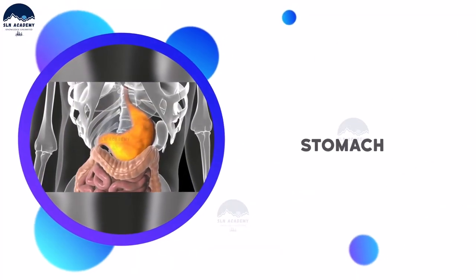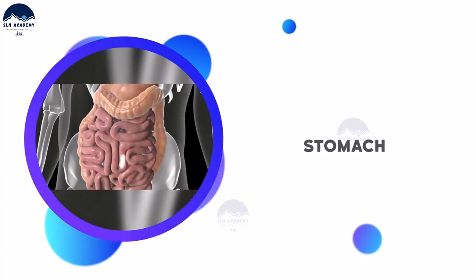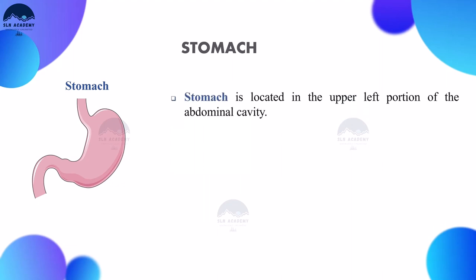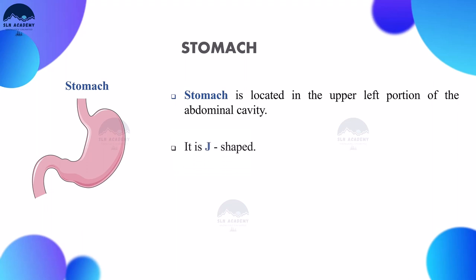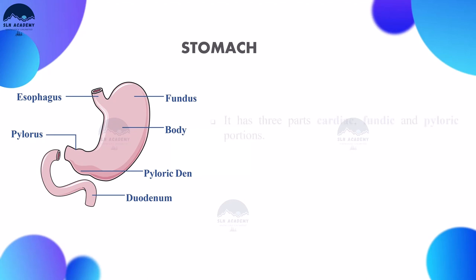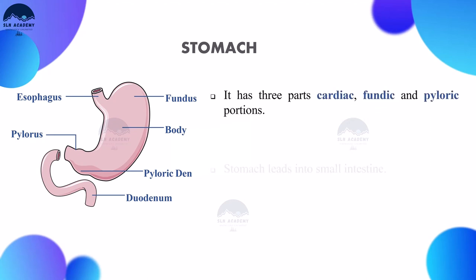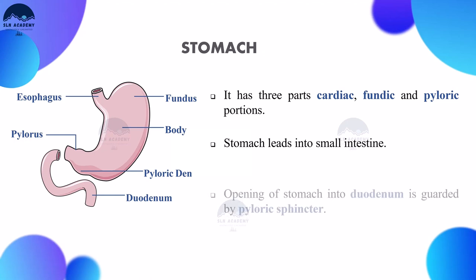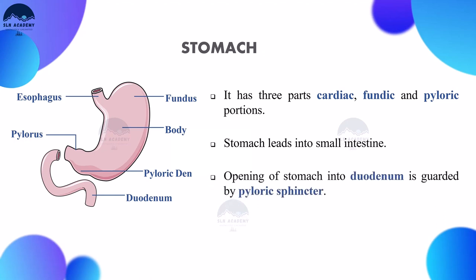The stomach is located in the upper left portion of the abdominal cavity. It is a J-shaped organ. It is about 30 cm long and 15 cm wide. It has three parts, cardiac, fundic, and pyloric portions. Stomach leads into small intestine. Opening of the stomach into duodenum is guarded by pyloric sphincter.